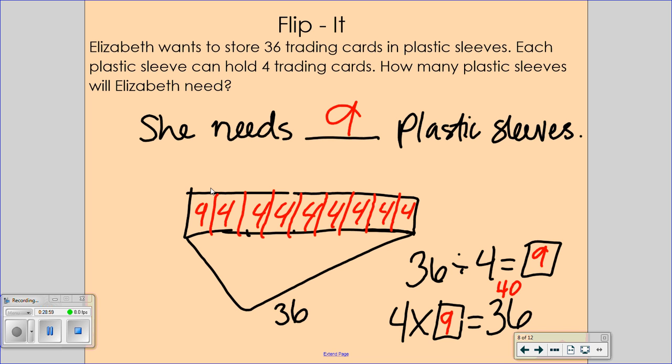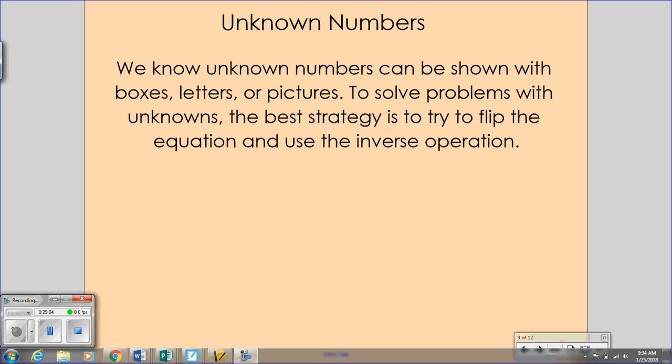Okay? Taysir, what's up? I also have a different strategy. First, we've dealt a lot with unknown numbers. And we know that unknown numbers can be boxes. We know unknown numbers can be letters. They can be pictures. Any version of that can represent an unknown number. And we know if we can't solve for an unknown number, the best strategy is usually to flip it. Hey, we just did the flip it strategy. That's pretty convenient.